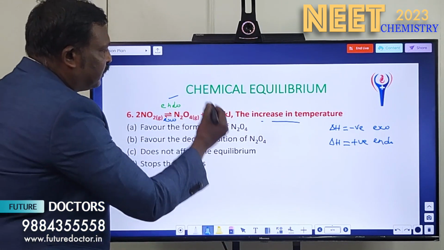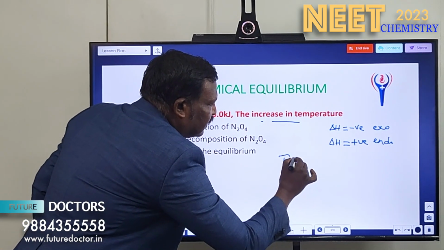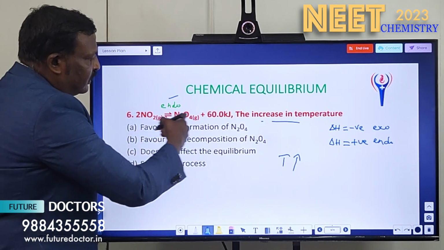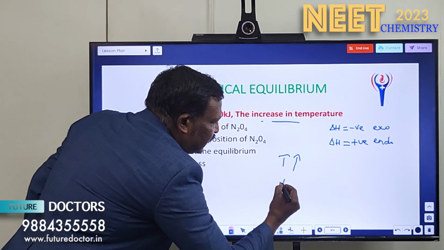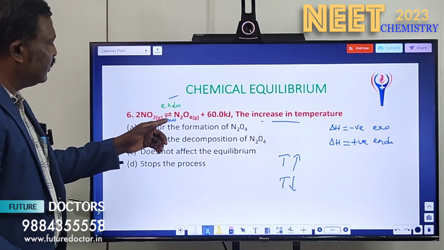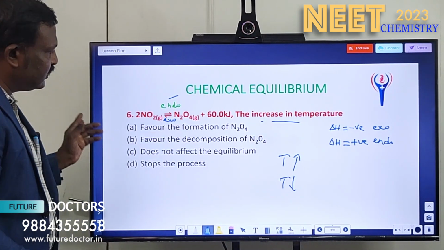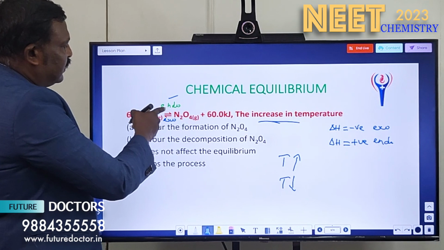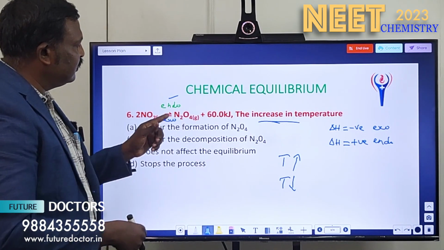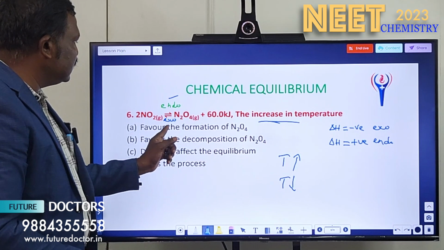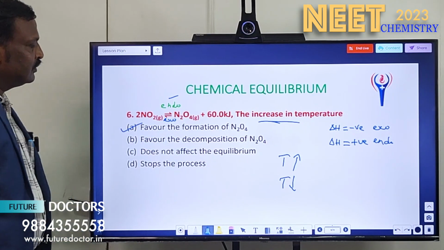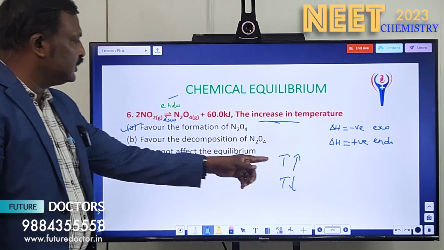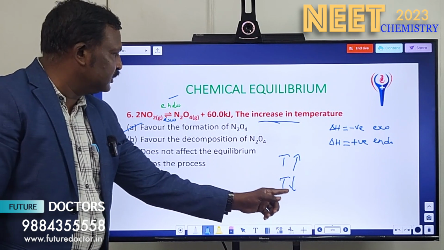So increase the temperature. Simply remember, when you increase the temperature, the endothermic reaction takes place, which means the forward reaction takes place. If you decrease the temperature, the exothermic reaction takes place, so the backward reaction takes place. See the question: increase the temperature means this absorbs heat, then the forward reaction takes place. So the answer is A, favor the formation of N2O4. Increase the temperature means endo. Decrease the temperature means exo.